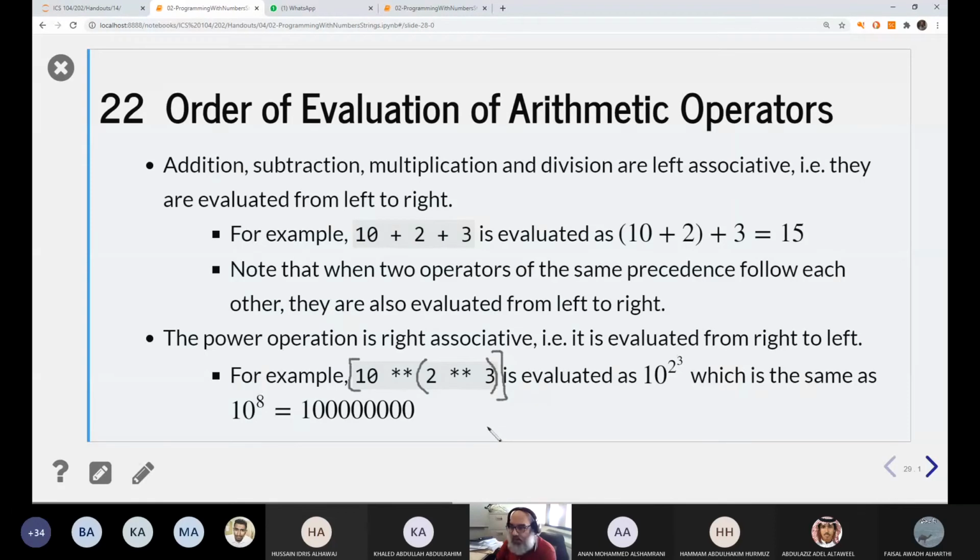Now compare it with what one of you mentioned a minute ago. If I do this, 10 to the power 2 is how much? 100. 100 to the power 3? 10 to the power 6. It's 10 to the power 6, not 10 to the power 8. So here it makes a difference. So remember that the power operator is right associative. The rest are left associative.